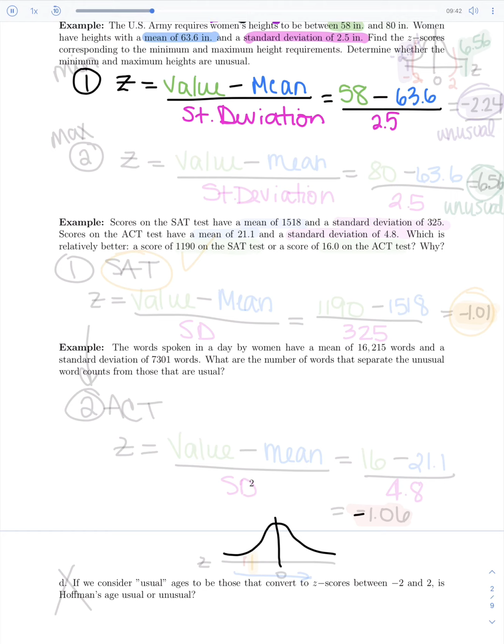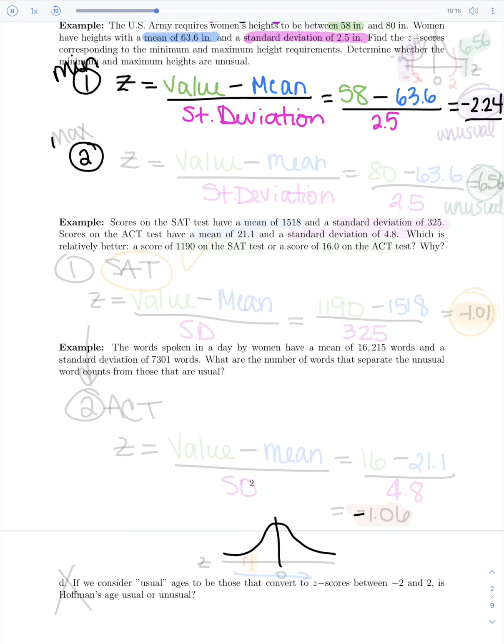And let's figure out what that value is. Remember, we always round z values out to 2 decimal places. So take the 58 minus the 63.6 and divide by 2.5, and we get a z value of negative 2.24. Now, however, they still wanted us to find two different z values. This was the one for the minimum. They also wanted us to find a z value for the maximum height.